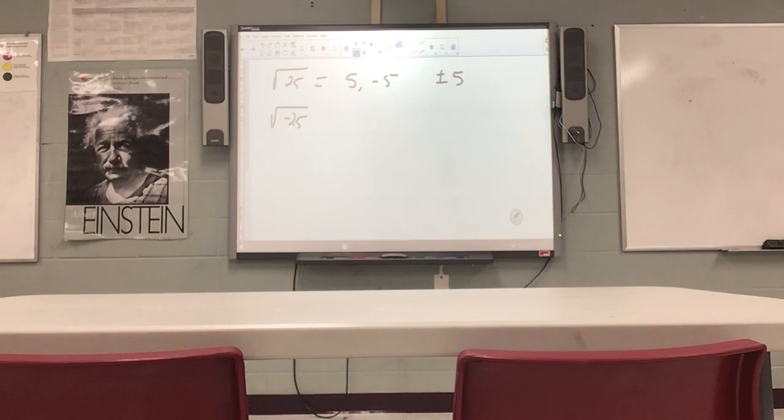Remember, square root means a number times itself. So there's no way I can do the same number times itself to get a negative, is there? Because a positive times a positive is a positive, and a negative times a negative is a positive. So this makes it what is called a non-real number, and we're learning today about an imaginary number.